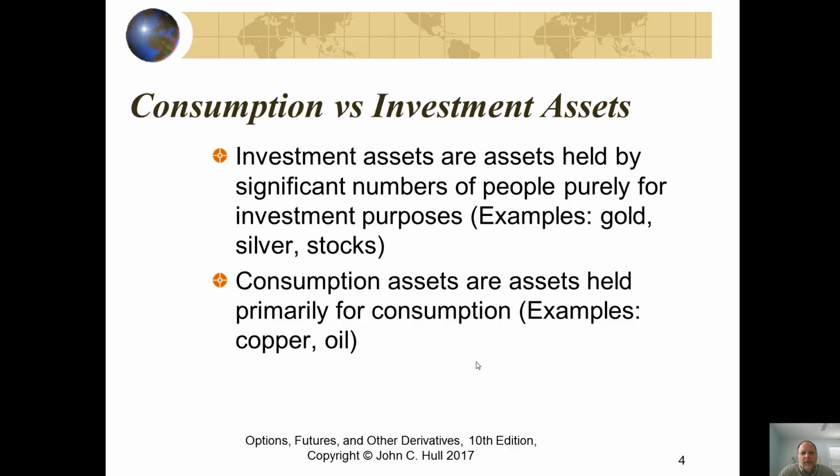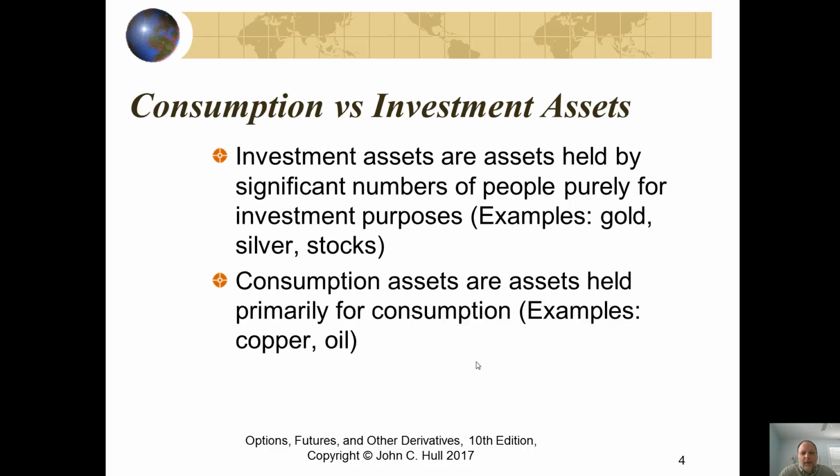We make a distinction between consumption versus investment assets. Investment assets are assets held by large numbers of people purely because they believe the price will go up and they will make money over time. To a large extent, this is gold and stocks, and mostly silver, although silver is consumed to some extent in manufacturing processes, particularly things like lenses that change color in the sunlight, and in old photo stock to make x-rays and pictures.